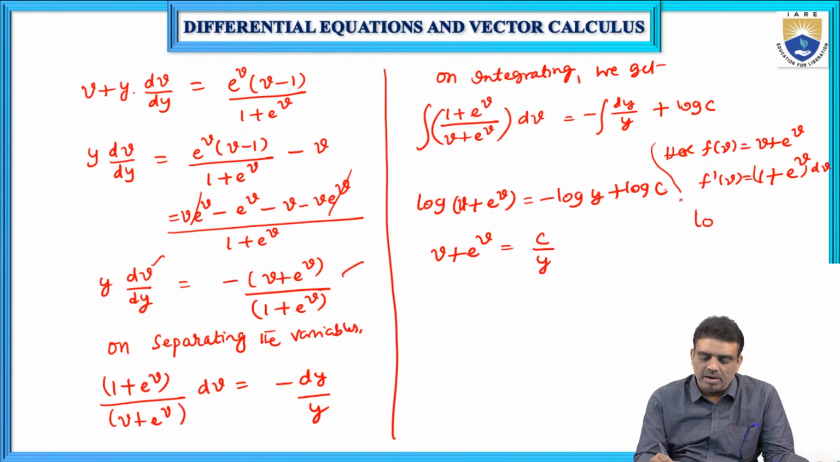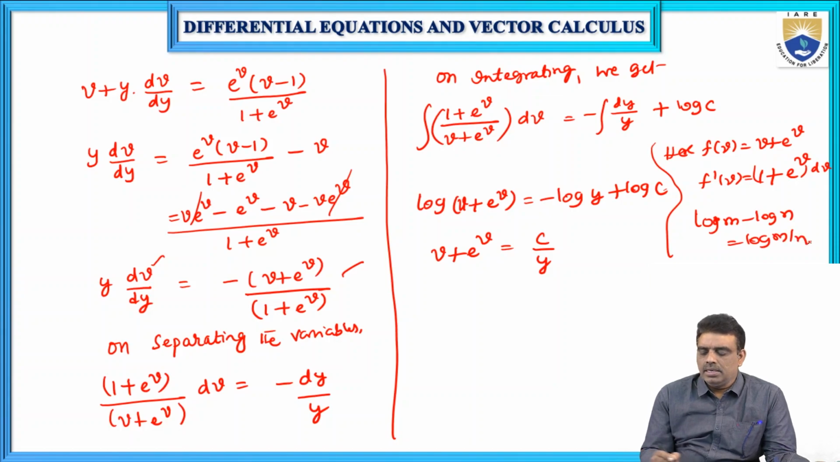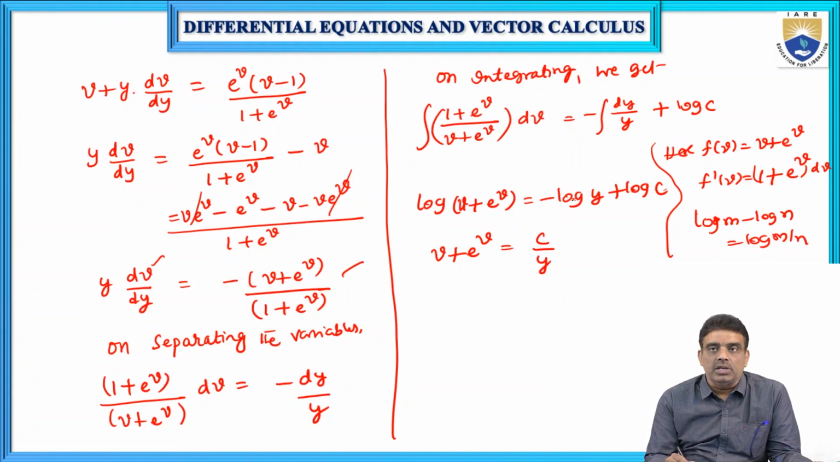What is the formula for log m minus log n? Log m minus log n is equal to log m by n. So it is log c minus log y, so log c by y. On eliminating log on both sides, you will get v plus e power v is equal to c by y.